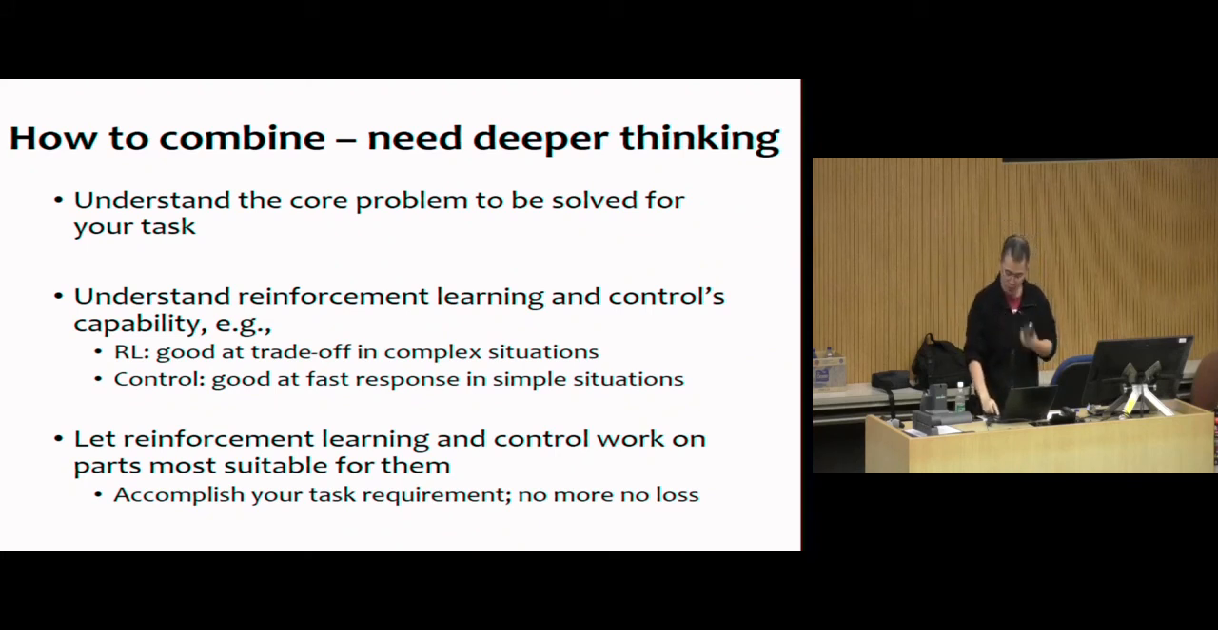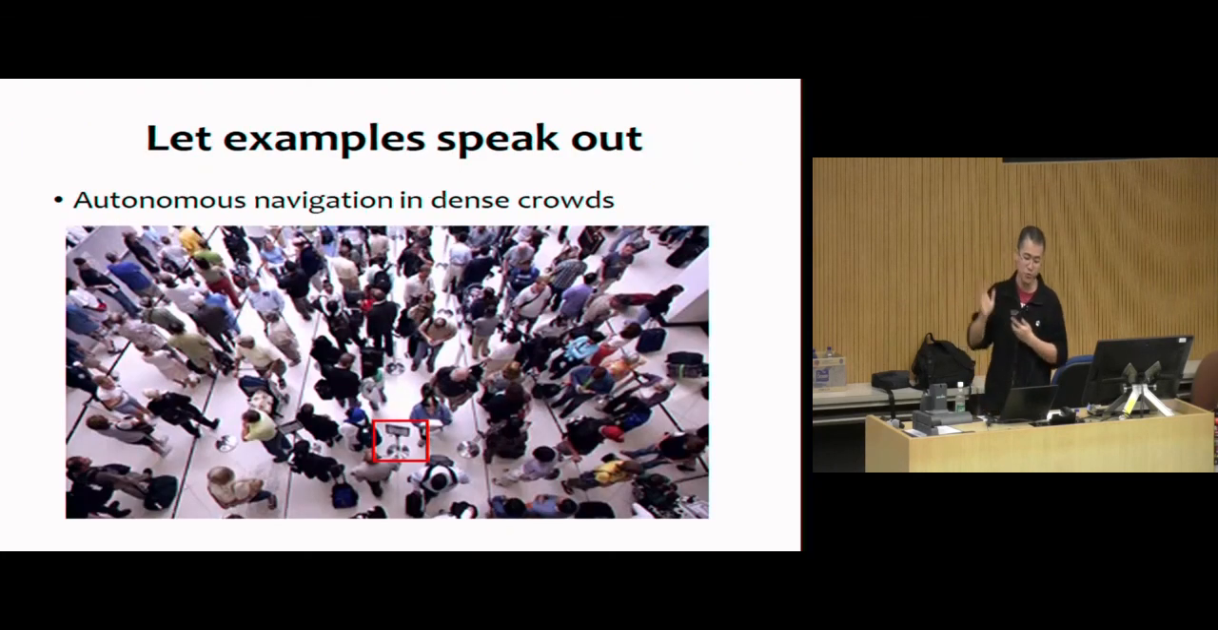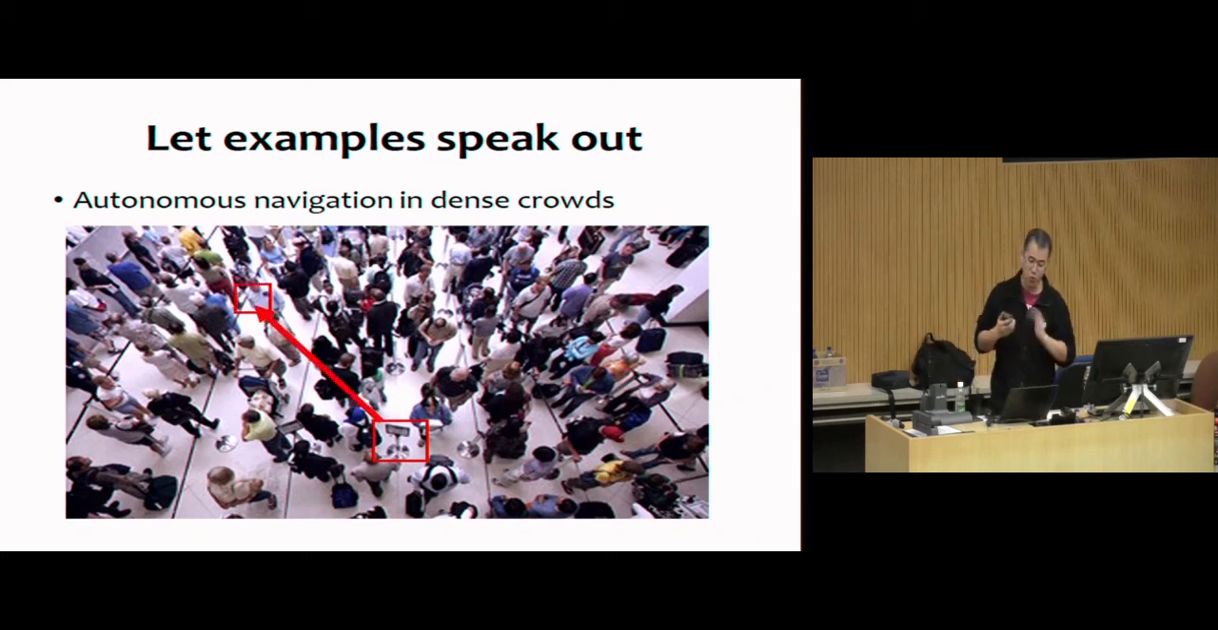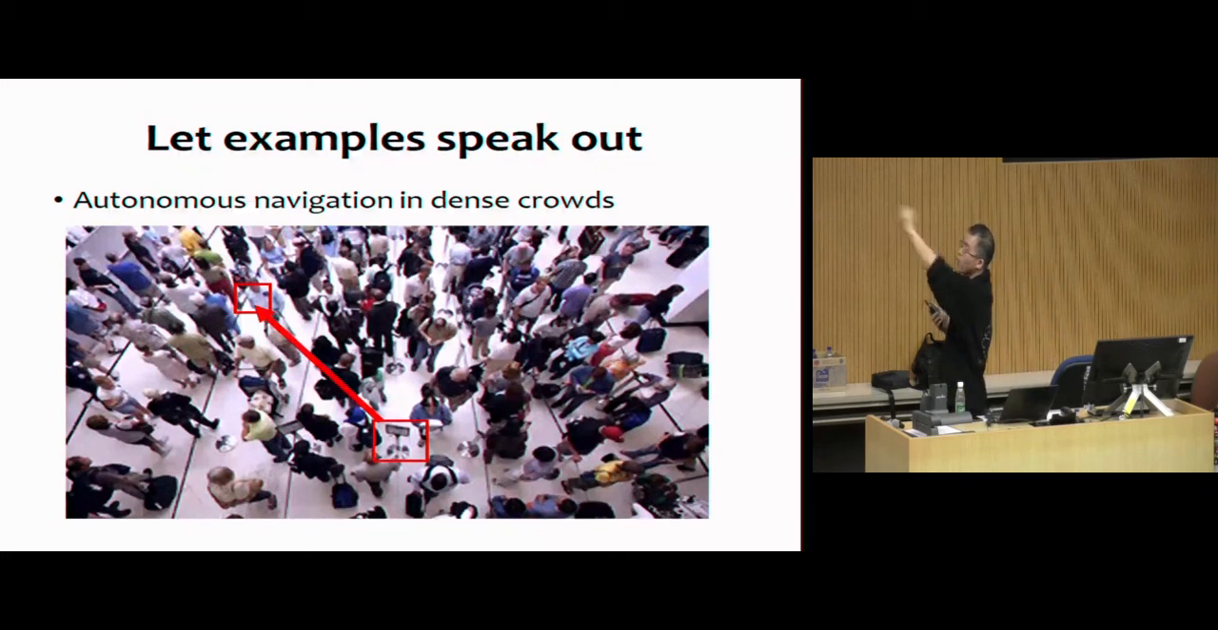Okay? And to make concrete examples, I'm going to discuss our solution with two examples. Okay, the first example is autonomous navigation in a dense crowd. So I have a very dense crowd. Okay, this is our scenario. I have a robot which is located inside this crowd, and the task is that the robot needs to smoothly move in this crowd and arrive at one point, which is, for example, given there, and move from this position to that position.